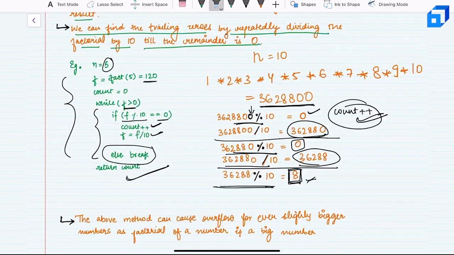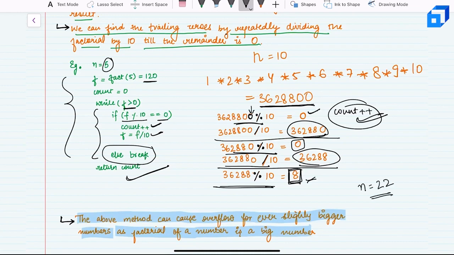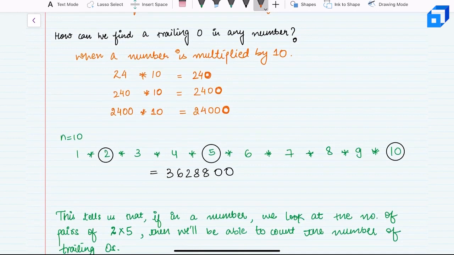But the problem with this approach is that the above method can cause overflow for even slightly bigger numbers, as the factorial of a number is a big number. Even if the number is as small as, let's say, 22, it is going to cause overflow, because the factorial of even a small number is so big. Therefore, this method is not the appropriate one. So what should we do now? Let's see what is a better approach.